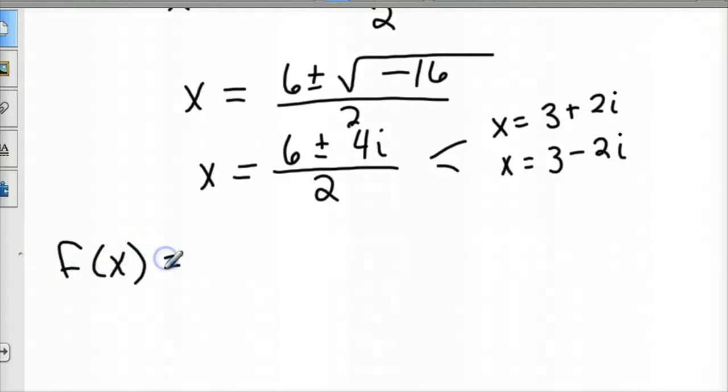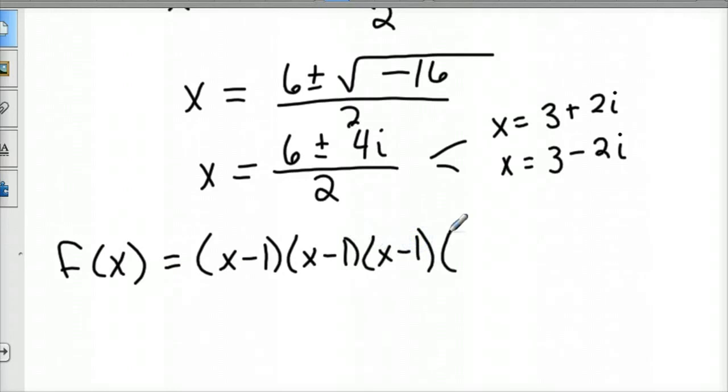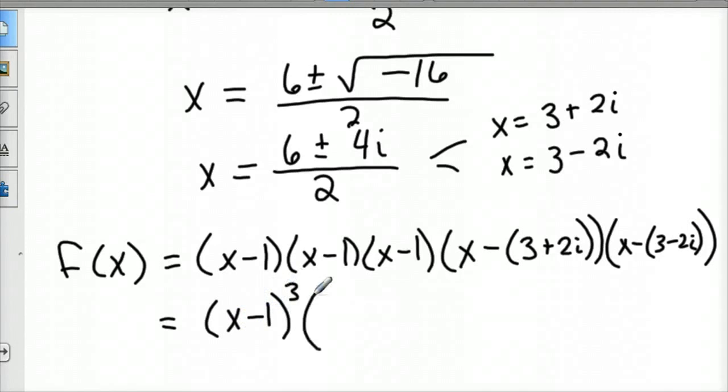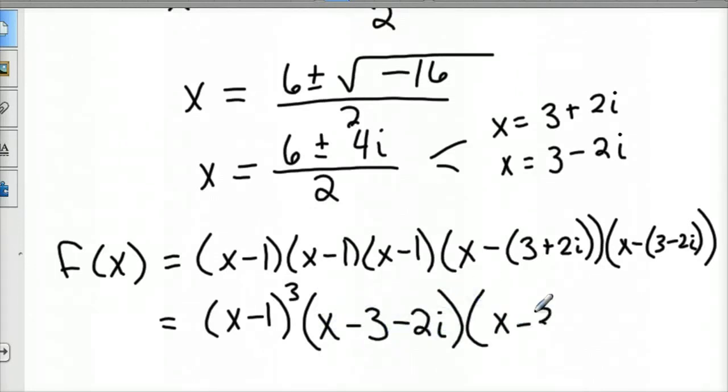It could have been factored to x minus 1, x minus 1, x minus 1, times x minus your first complex root, 3 plus 2i, times your second one, x minus 3 minus 2i. And you could simplify those. So essentially this is how it factors: x minus 1 cubed, and then x minus 3 minus 2i, if you distribute the negative through, and x minus 3 plus 2i. And those are the complex conjugates. And there are the linear factors.